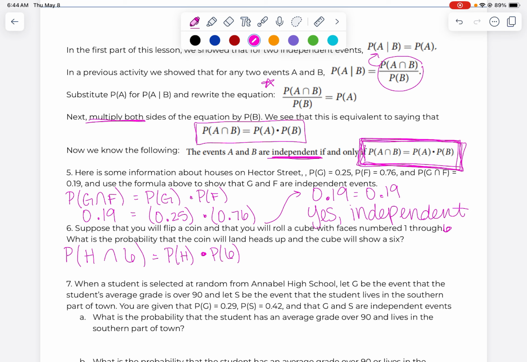So the probability of landing on heads, you have 1 out of 2 options because we have heads or tails. And for a cube with a 6, you have 1 out of 6 options. So I can multiply these. I get 1 over 12, which is 0.083. So I have a 0.083 probability that I will land heads up and the cube will show a 6.